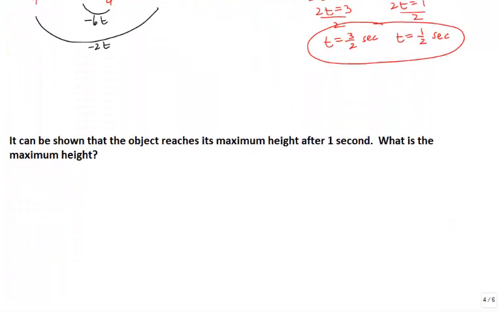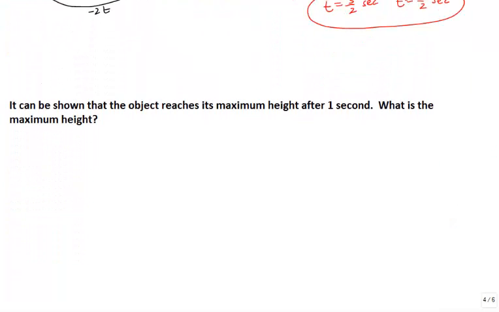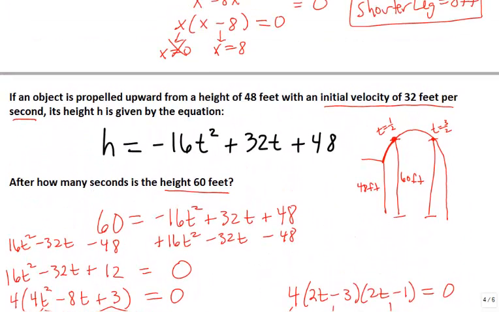Okay? Now, to finish the problem, it says it can be shown that the object reaches its maximum height after 1 second. What is the maximum height? So this time, they're telling us a time, and they're asking for a height. So they are telling us to let t be 1. So all we have to do is go back to this initial equation and plug in 1 for the time t, and punch that into our calculator to figure out what the height h is.